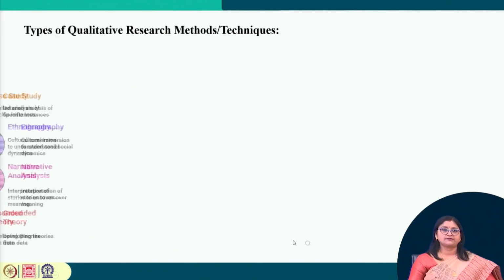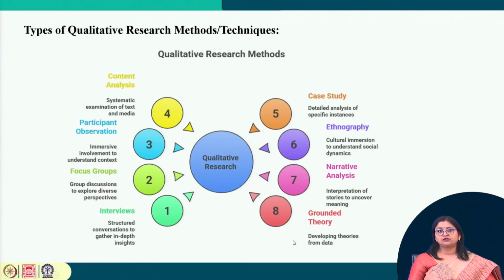Now, we will talk about the types of qualitative research or research methods or techniques. Here I have given the visual regarding the different types of qualitative research methods and techniques, and this is also prepared with the help of Napkin AI. So, you can also utilize this AI. This is good for teachers like us to prepare interactive content.